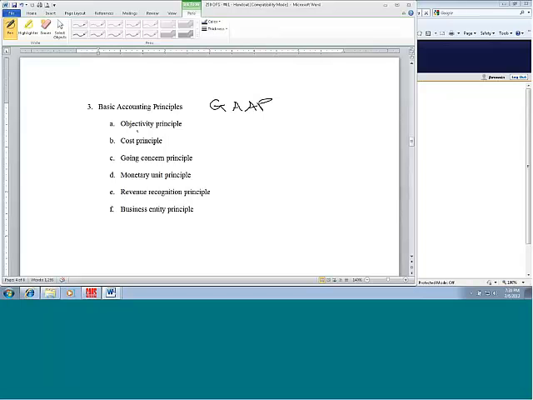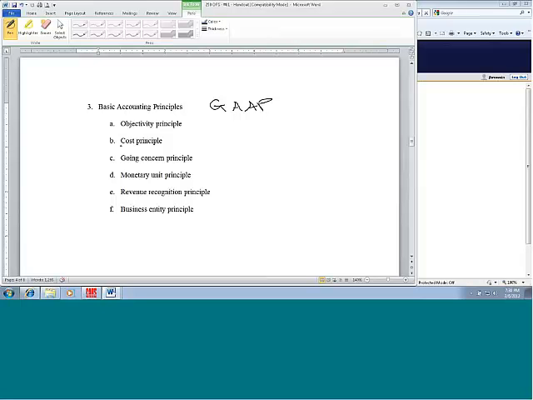So review them from your book. I'm going to go over them rather quickly. The objectivity principle states that financial statements are supported by independent and unbiased evidence, such as invoices, shipping, receiving documents, those sorts of things. The cost principle says that financial statements are based on actual costs incurred in business transactions. So we go on actual cost and not some market value that can be increased or decreased based on market conditions. So this is actual cost or historical cost.